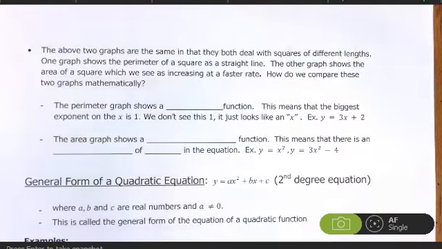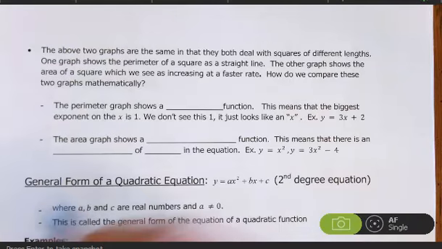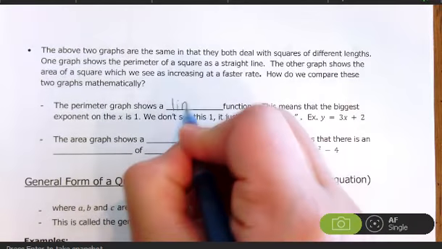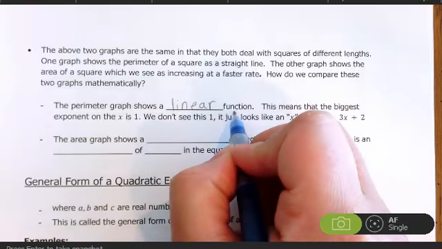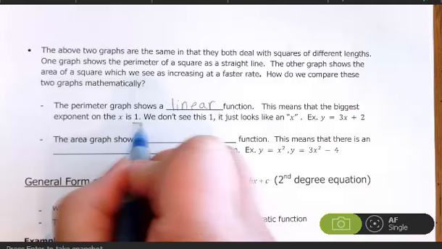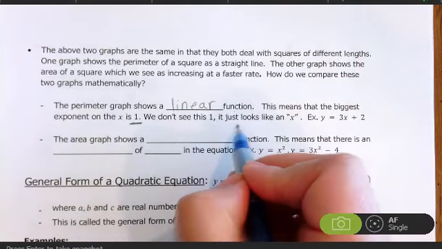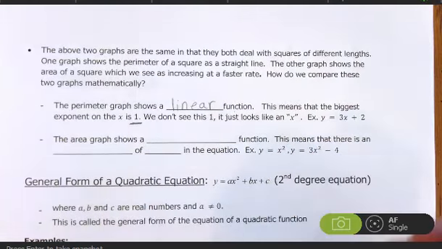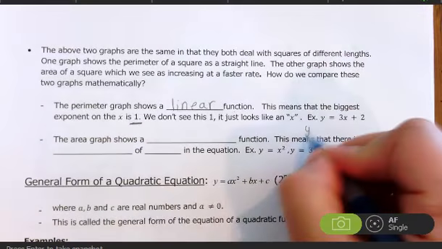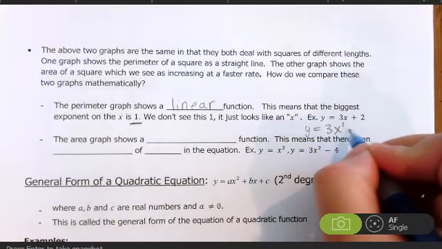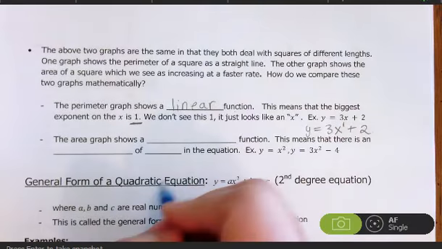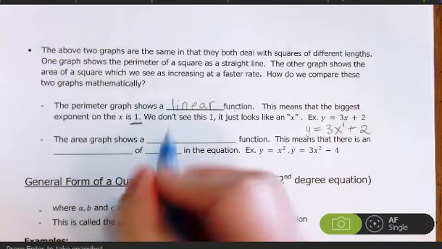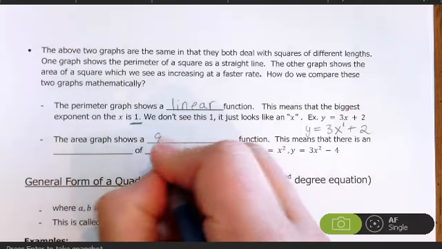How do we compare these two graphs mathematically? Well, the first graph shows a linear function. This means that the biggest exponent on the x is a 1. We don't really see the 1, it just looks like an x, because it kind of looks tacky when you write the 1. Like, look at this, 3 to the power of 1. See, that looks totally silly. So we don't write the 1. We just leave it as x. The area graph, the second graph, shows a quadratic function.